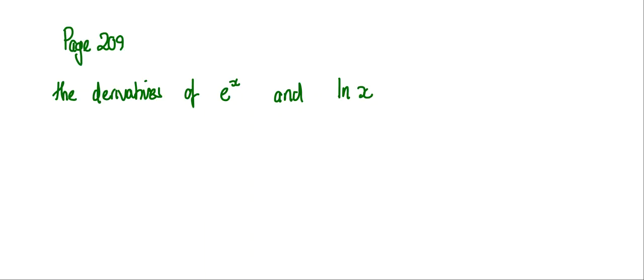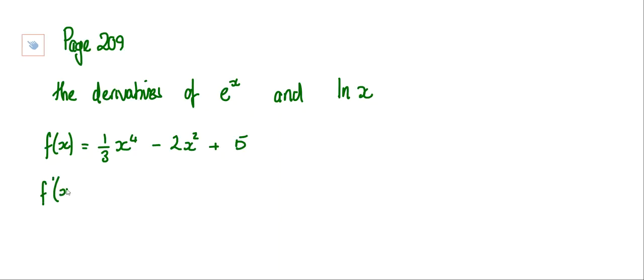So we're kind of moving into the realms now of just differentiating different types of functions, because you now should be able to differentiate some of the basic stuff. So for instance, if I told you f of x was 1/3 x to the power of 4 minus 2x cubed plus 5, and I asked you for f dash of x, what would you tell me?